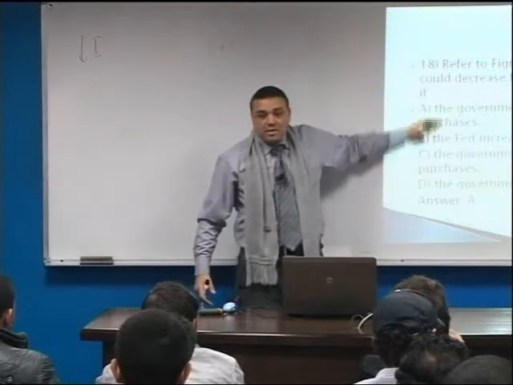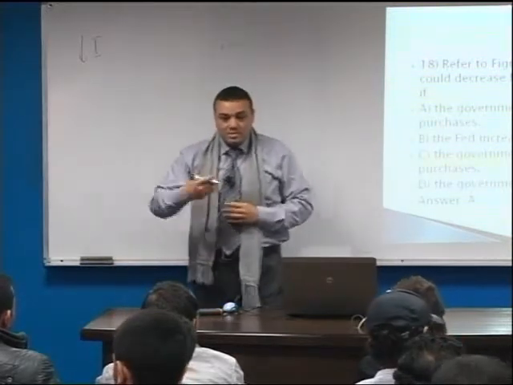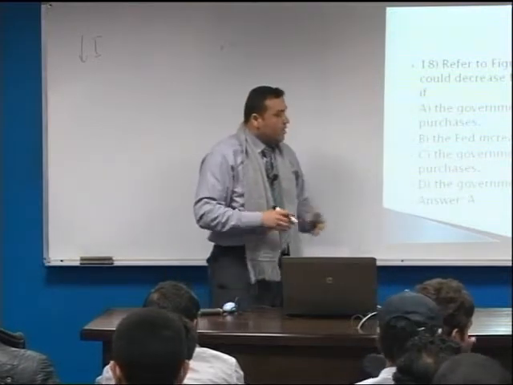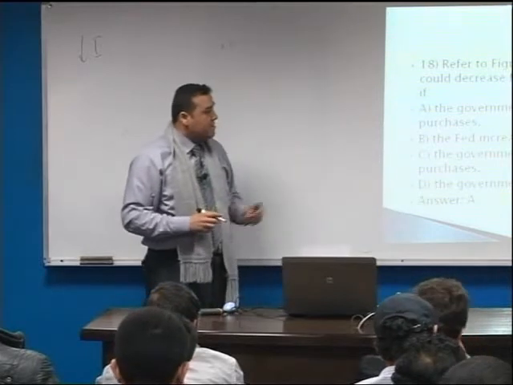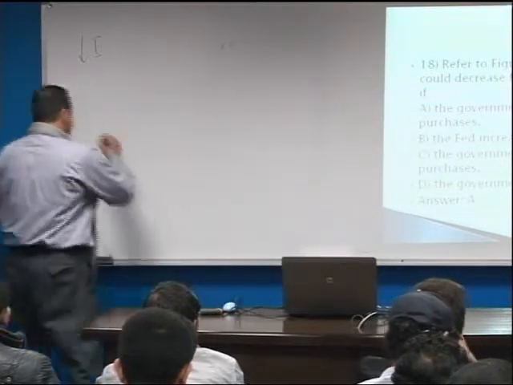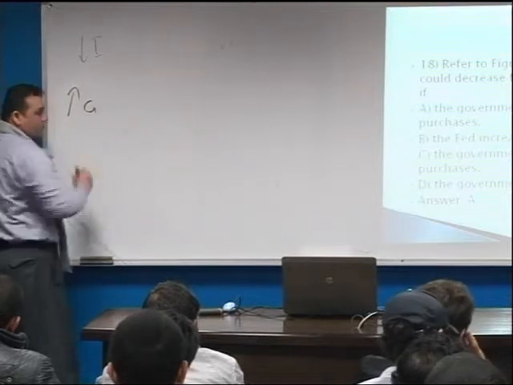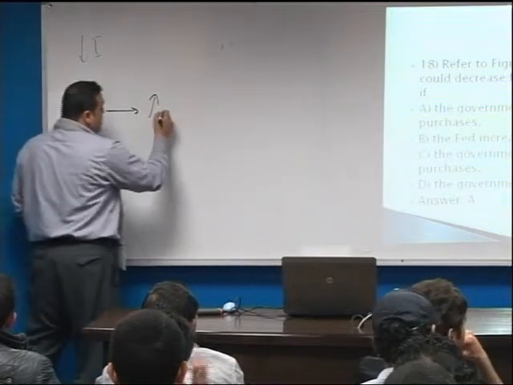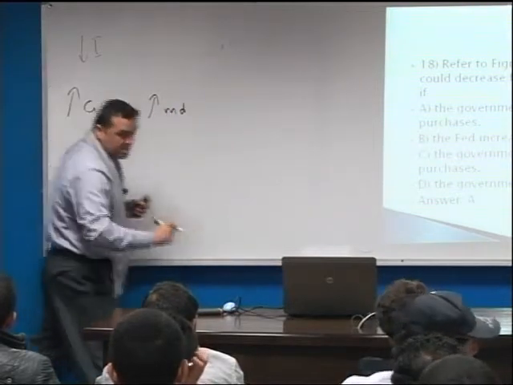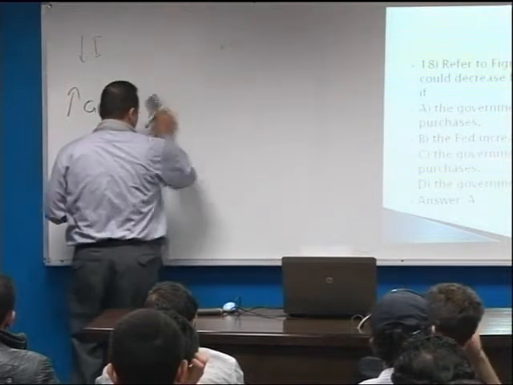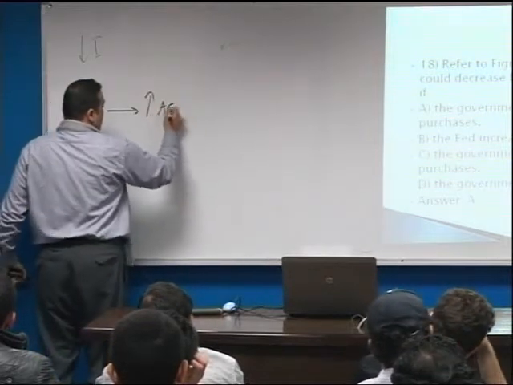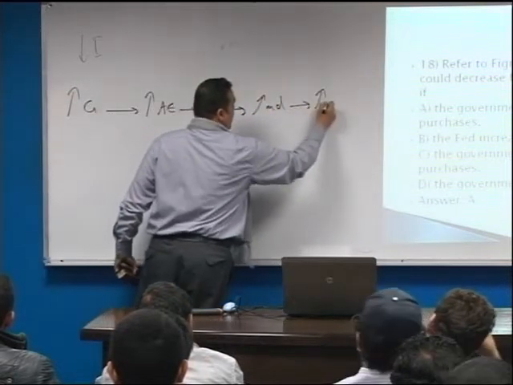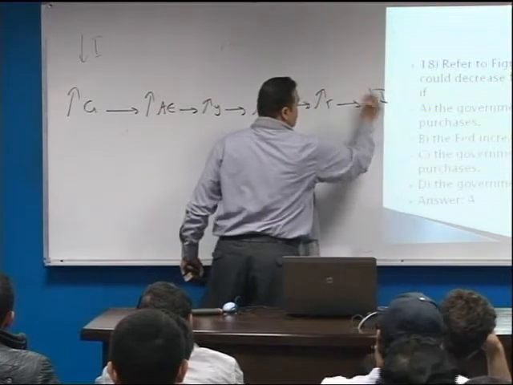We have the following answers. So let's try to see which is the best answer. Number one, or A: if the government increases the government purchases. So let's suppose that the government increases its spending. This leads to what? Increasing aggregate expenditure, increasing Y, increasing money demand, increasing R, decreasing I. This is the correct answer.